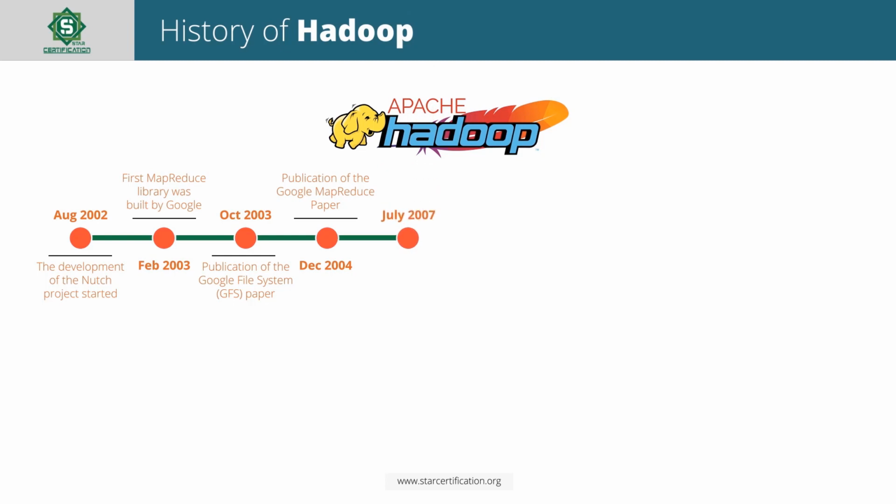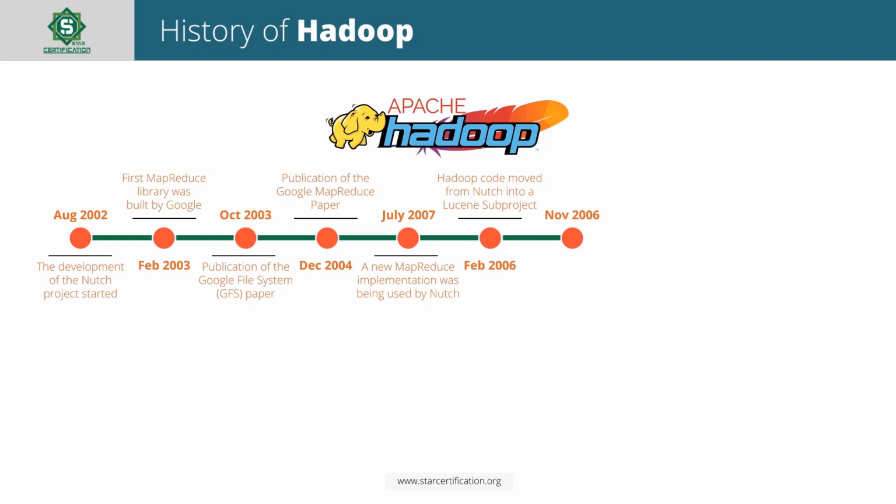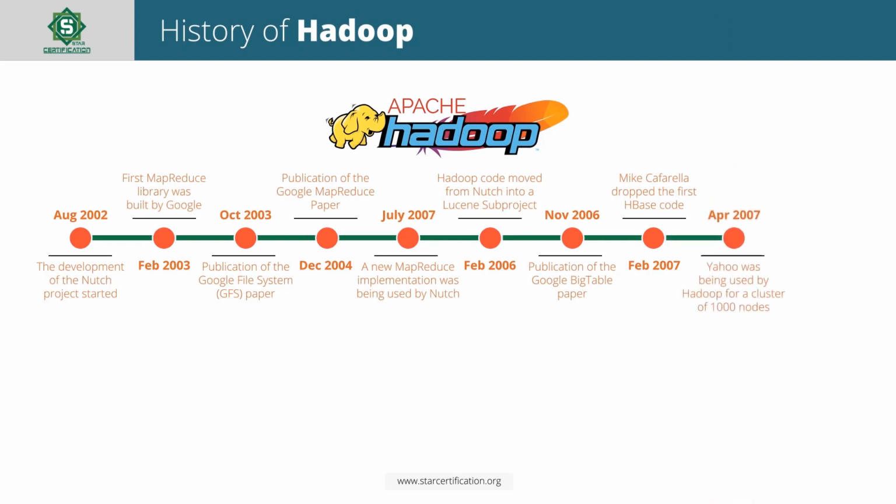July 2005, a new MapReduce implementation was being used by Nutch. February 2006, Hadoop code moved from Nutch into the Lucene sub-project. November 2006, publication of the Google Bigtable paper. February 2007, Mike Cafarella drove the first HBase code. April 2007, Yahoo was using Hadoop for a cluster of 1,000 nodes.